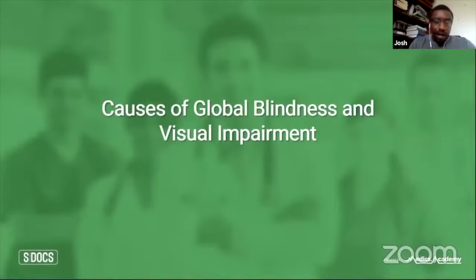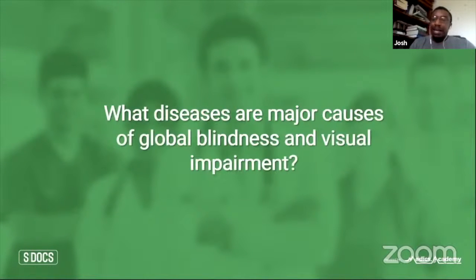So now we'll just look at some of the causes of global blindness and visual impairment. And again, I'd like you to think about what diseases are major causes of global blindness and visual impairment. So again, I'll give you 10, 15 seconds just to have a quick think about what some of these diseases might be.